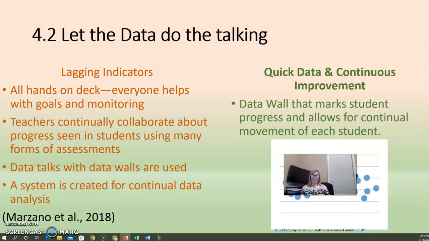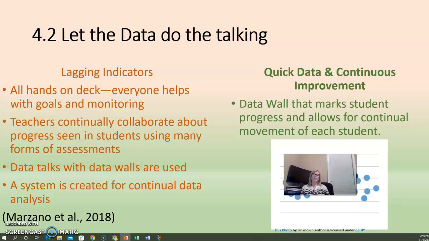Continuing with letting the data do the talking, the lagging indicators. This means all hands on deck. Everyone involved in that child's education should help set those goals and progress monitor. Teachers should continually collaborate as a team about the progress that they've seen their students making and use many forms of assessments to check for progress. There should be data talks often, and data walls should be created so that the progress can be seen. A system for continual data analysis should be created.